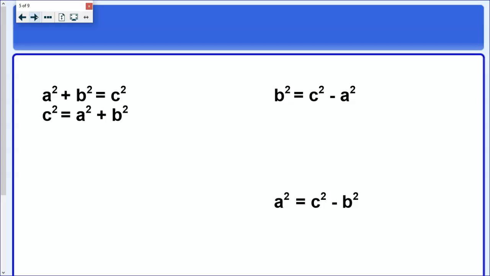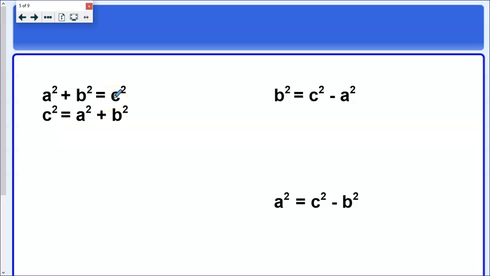Okay, here's something I want to teach that's new for this lesson. It's kind of a shortcut. So a squared plus b squared is c squared. I'm just going to flip that around and write c squared equals a squared plus b squared. You'd get the same answer. C would be exactly what it is up here.